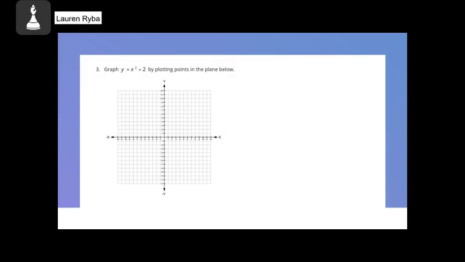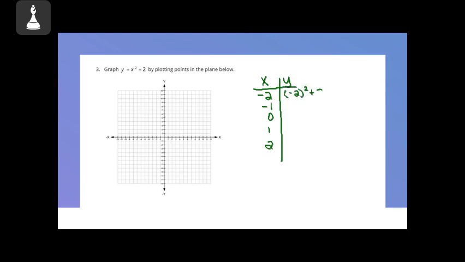The next equation we're graphing is x squared plus 2. Again, we'll create our xy table from -2 all the way up to +2 so we can get enough of an idea of what our graph is going to look like. Plugging in -2, if I square it, -2 times -2 is +4. Add 2 gives me 6. So the coordinate is (-2, 6).